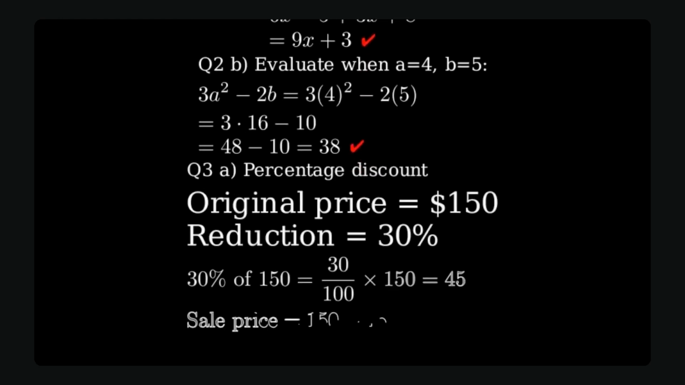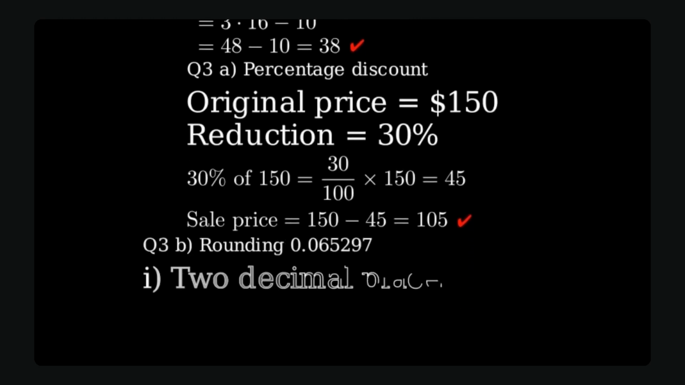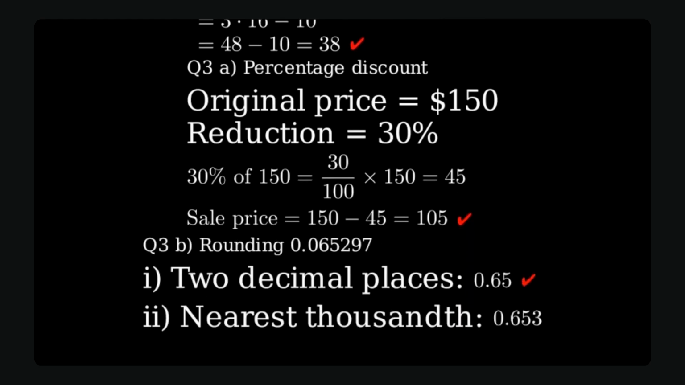Question 3A. A pair of shoes costs $150. It is reduced by 30%. Discount equals $45. Sale price equals $105. Question 3B. Round 0.065297 to 2 decimal places, 0.65. To the nearest thousandth, 0.653.